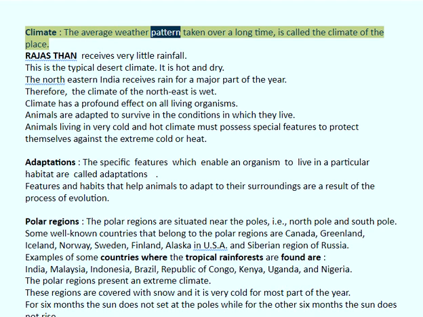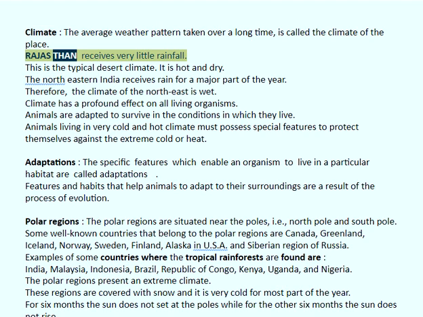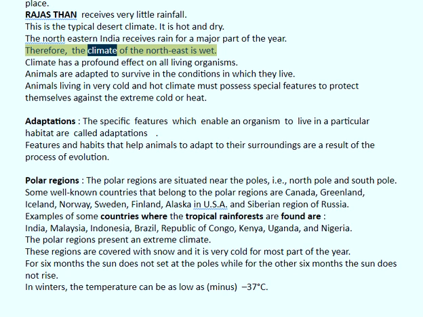Climate. The average weather pattern taken over a long time is called the climate of the place. Rajasthan receives very little rainfall. This is the typical desert climate. It is hot and dry. Northeastern India receives rain for a major part of the year. Therefore, the climate of the northeast is wet.